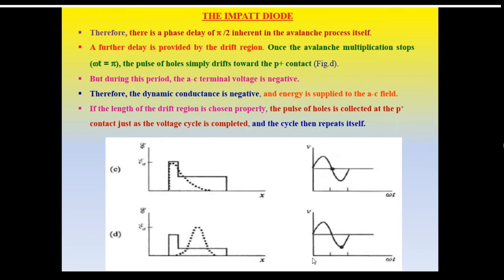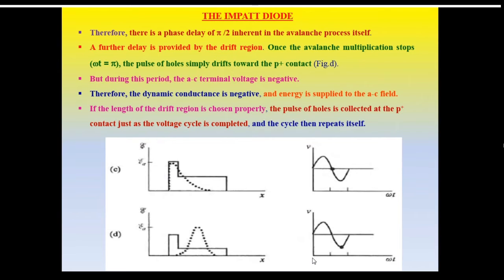Okay, once the avalanche multiplication stops, the pulse of holes simply drifts towards the P plus contact, that is terminal one. But in this duration, if you see the sine wave, that voltage is negative. Okay, the terminal voltage is negative. Therefore, the dynamic conductance is negative, and energy is supplied to the AC field.